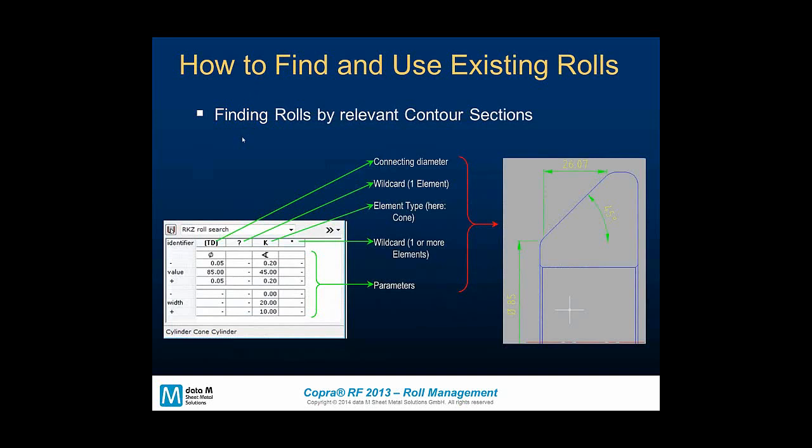So we can find roles by relevant contour sections. You can see here in our search, we've based our parameters on the connecting diameter. Here we've specified that as 85 and an angle here of 45 degrees. And of course we have the possibility to add some wildcards to that as well. And the result would be a role such as this. So this would be the connecting diameter and of course the angle itself here.